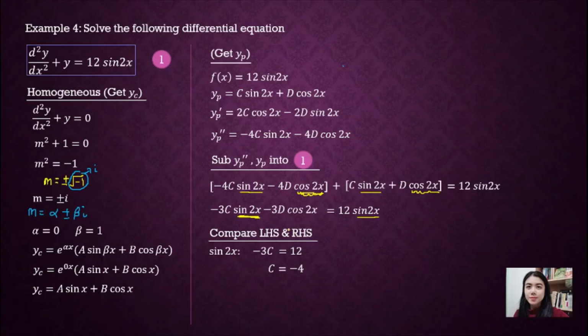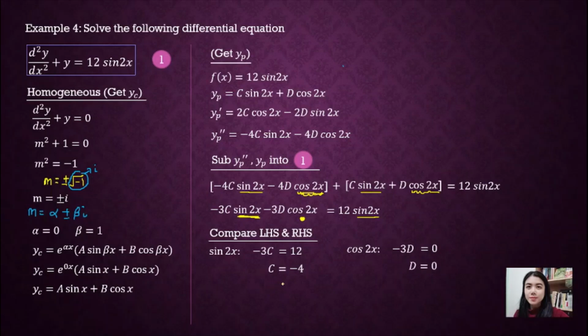And then let's look at the cos. So we compare the cos. For the left hand side, what you have here is negative 3d, but for the right hand side, obviously we do not have cos. So when you do not have cos, it's actually equal to 0. Then you will have your value of d is actually equal to 0.